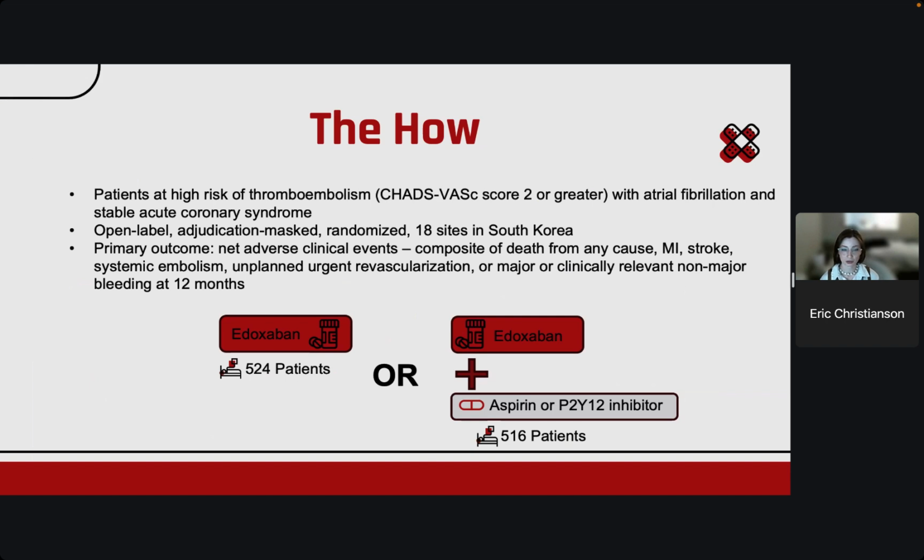And then the two patient groups: first was the edoxaban monotherapy group with 524 patients, and the second was the edoxaban plus aspirin or P2Y12 inhibitor group at 516 patients.